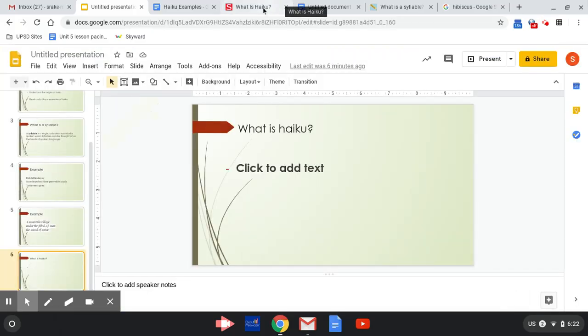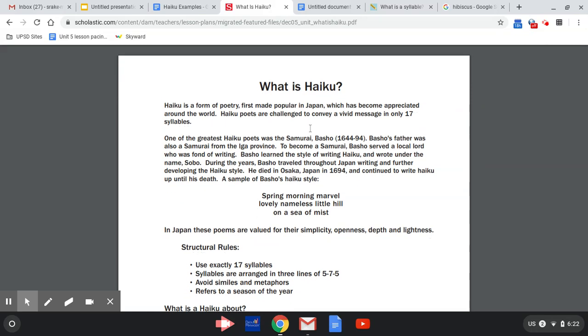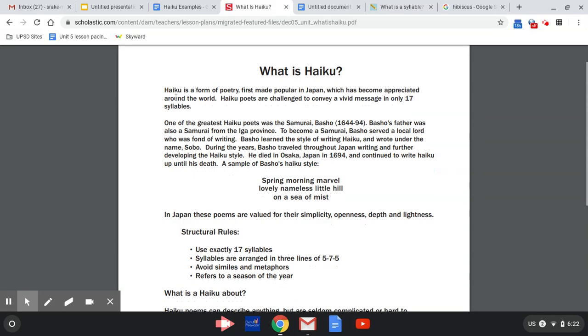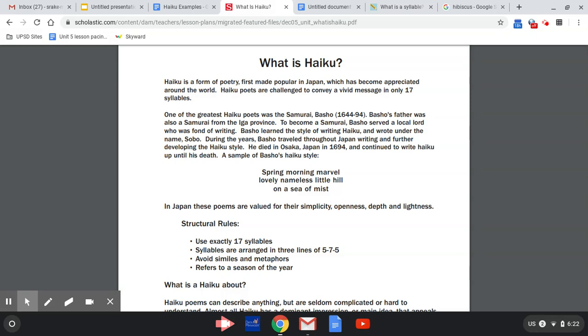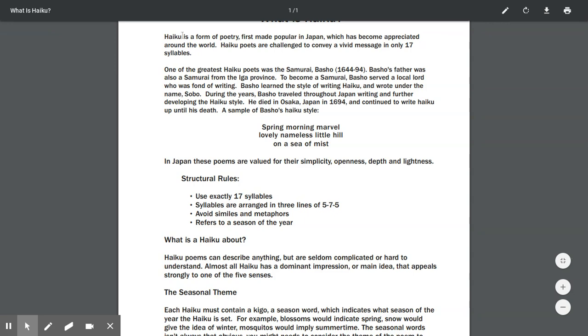Okay, now that we have a kind of working idea of what syllables are, let's take a look at what haiku is. And we learned a little bit about this in our reader, and hopefully you remember a little bit about it, but this will give us some review, and some of this stuff did pop up in our reader. Let's see if I can make this full screen. There we go. So what is haiku? And you can follow along with me as I read this out loud. Haiku is a form of poetry, first made popular in Japan, which has become appreciated around the world. Haiku poets are challenged to convey a vivid message in only 17 syllables.